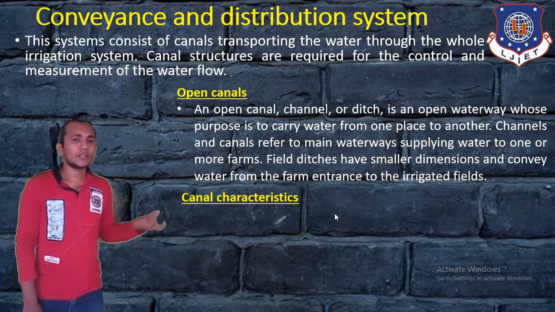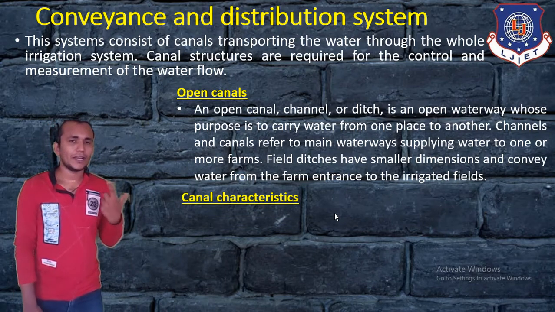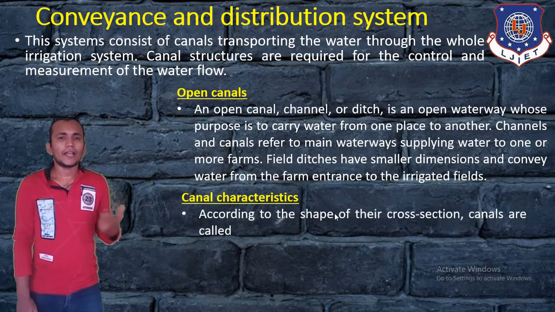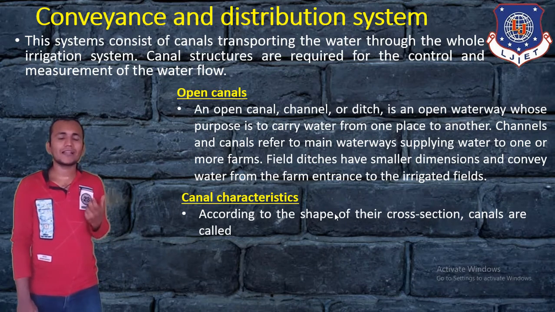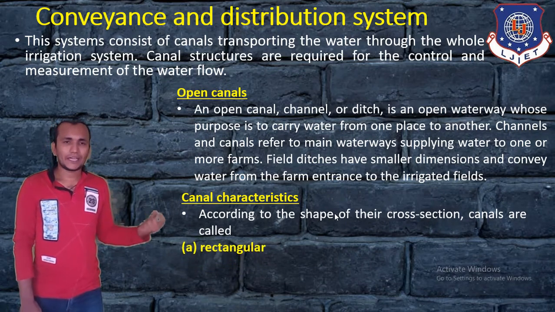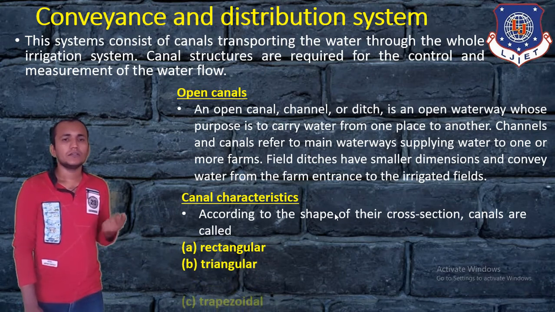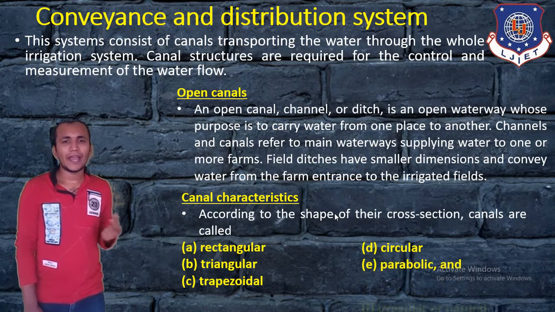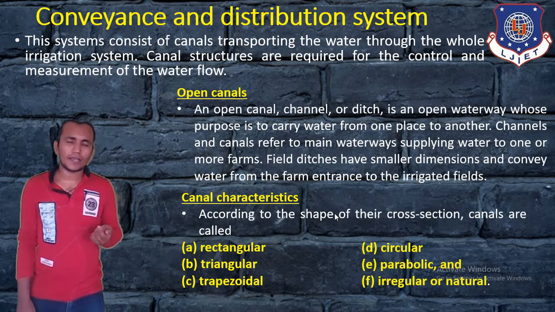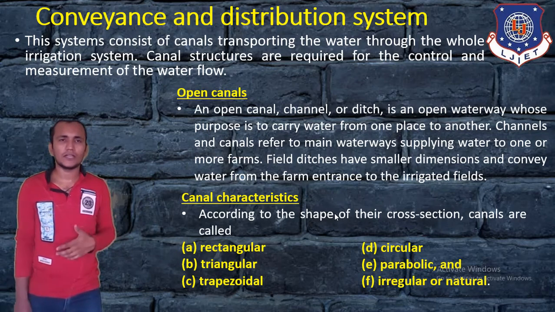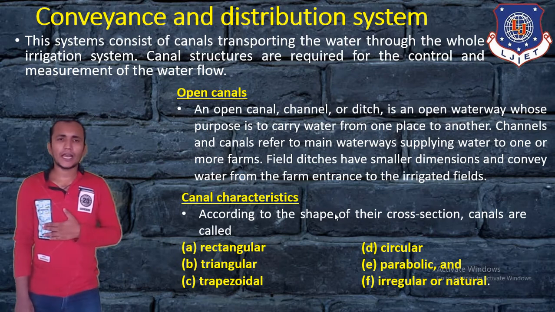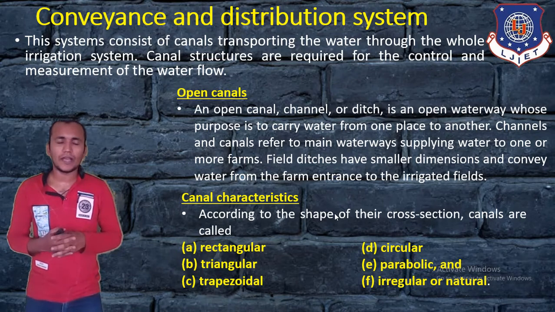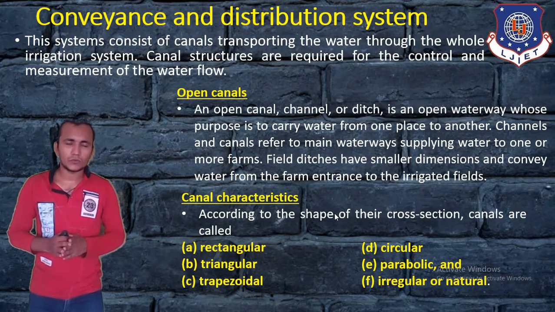Now, canals have different kinds of characteristics as per their construction and design. So there are different types of design considerations. Let us see. According to the shape of their cross section, the canals can be called rectangular canal, then triangular, then trapezoidal, then circular, then parabolic, and last, irregular or natural canals, which can occur naturally. So those are the different canal characteristics available as per the design or the cross-sectional area. So that is the conveyance and distribution system.